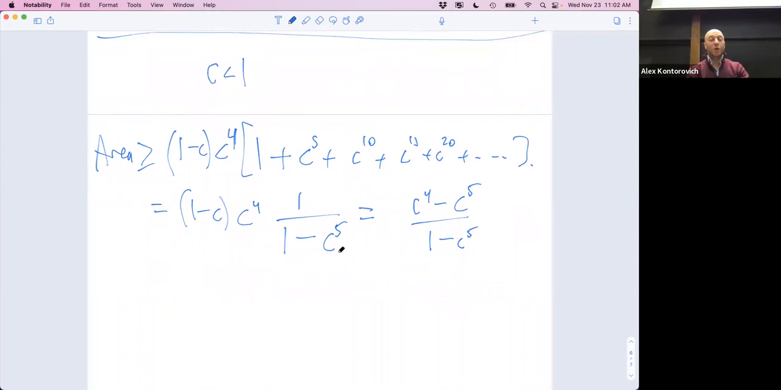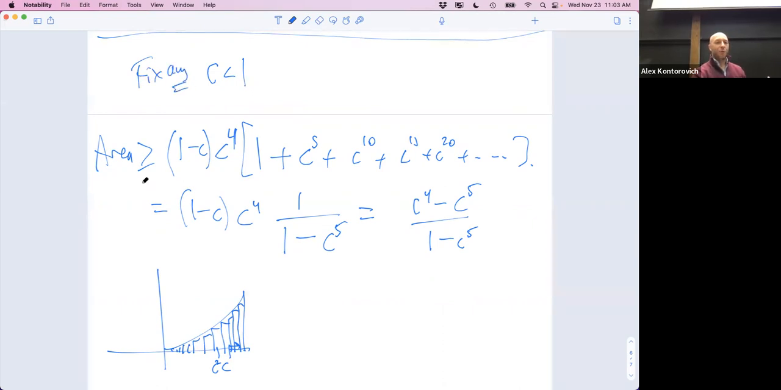But anyway, so what do we have? We have this area. And for any value of c, now think about what happens as c gets closer and closer to 1. As c gets closer and closer to 1, these rectangles get thinner and thinner, and they become a better and better approximation, possibly, to this area. But for any value of c less than 1, this expression is a lower bound for the area. So of course, in the limit as c goes to 1, we still have a lower bound for the area.